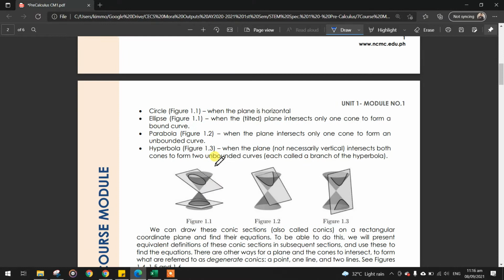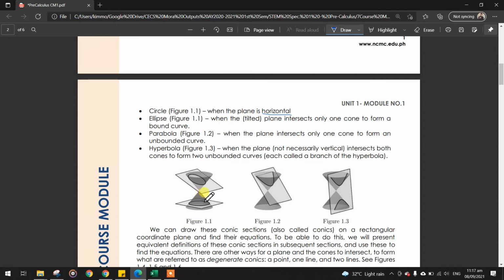So, how can you form a circle from this cone? So, that is when the plane is horizontal, meaning horizontal nakahigda. So, the plane here is kaning square or kaning rectangle nga plane. So, muna siya nga plane, nakahigda siya. So, when you cut the cone horizontally, then you will form a circle. So, kani. Muna siya ang circle.